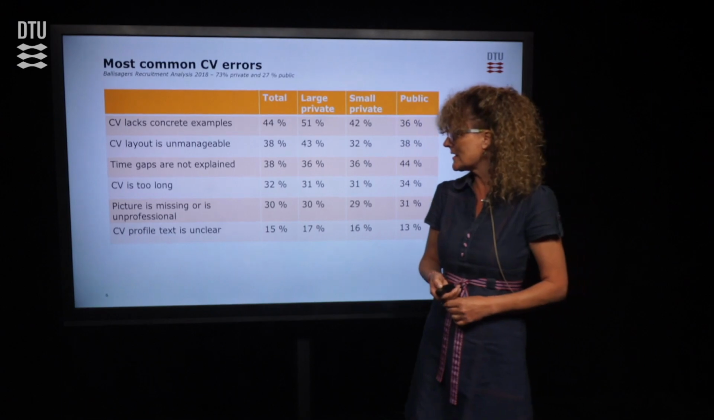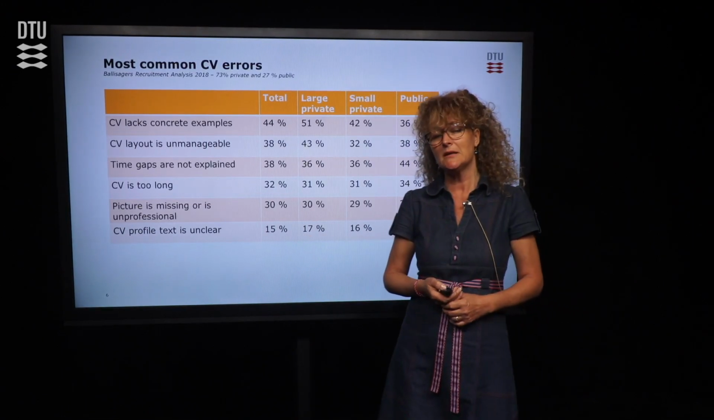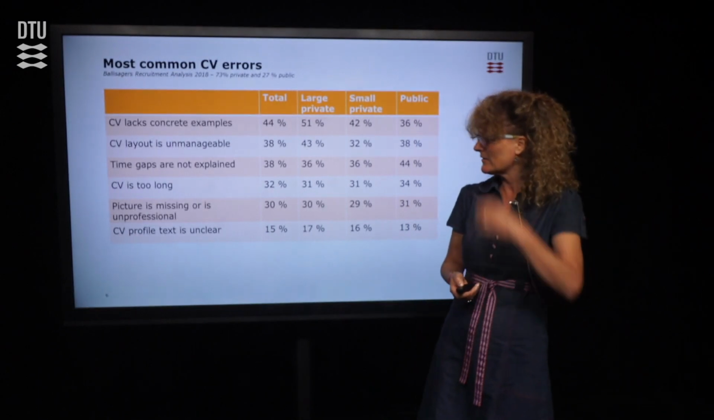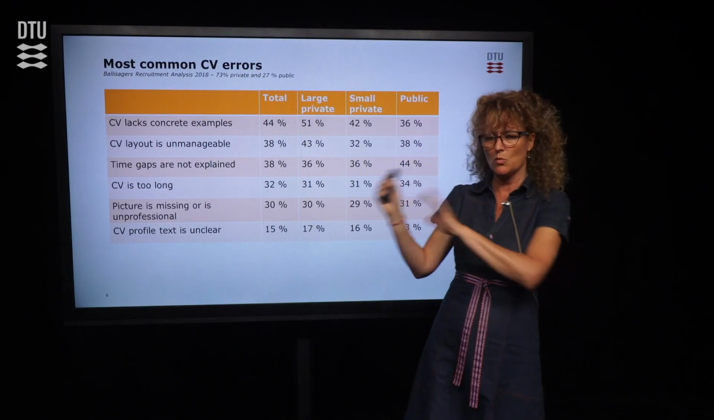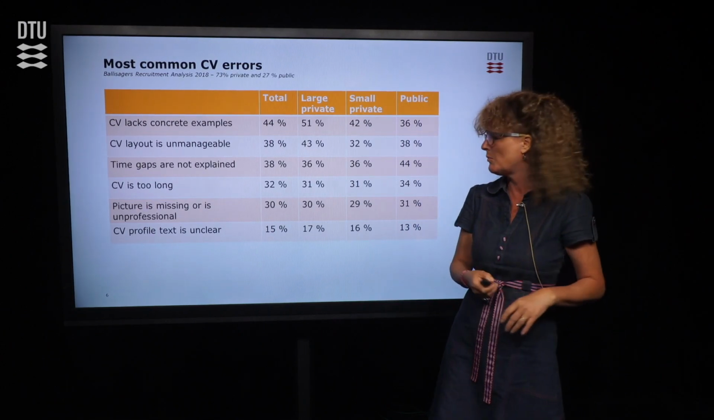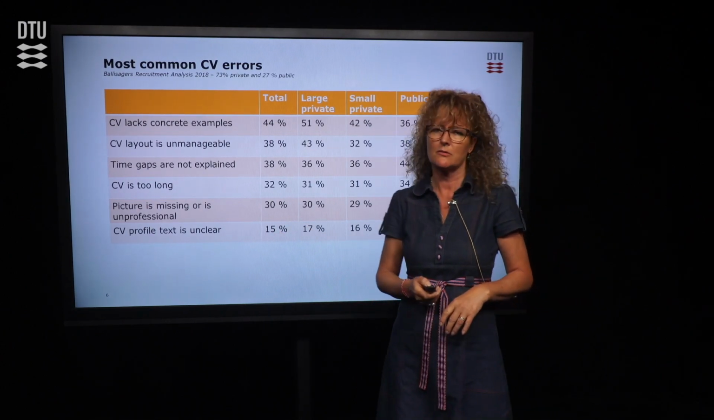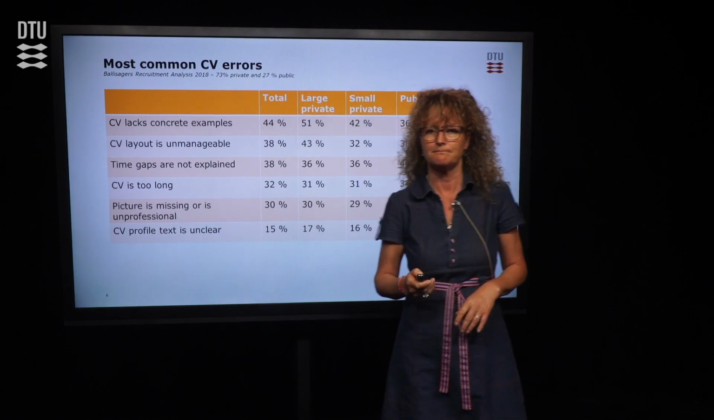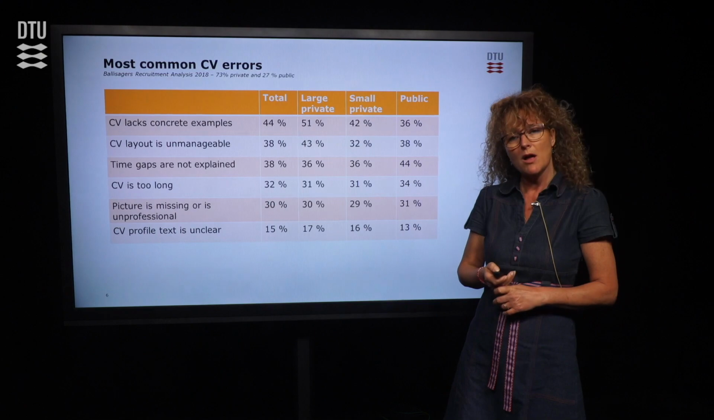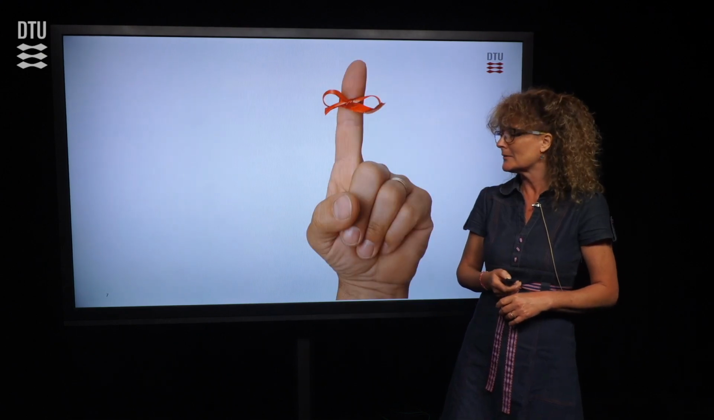The CV profile text is unclear, meaning: what's the point for us that you're talking about this? You're talking about having been doing one thing, but this job is about something completely different. What is the whole point? What are you trying to say? So it's important to make that clear as well. These are the most common CV errors, and now I'll help you through so you don't make these mistakes.